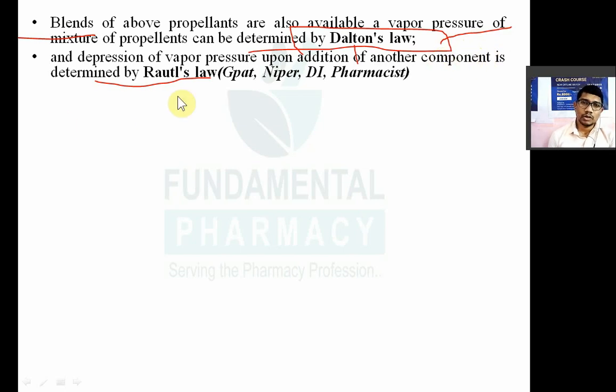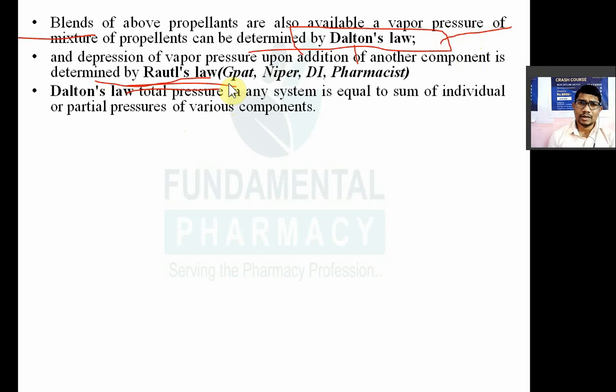Now Dalton's law क्या है? Total vapor pressure in any system is equal to the sum of individual partial pressure of the various component. तो Dalton law मतलब क्या है? उसका कहना यह है कि vapor pressure of a mixture is equal to the partial vapor pressure exerted by each component. Simply it is a sum of the partial pressure of the component. So total vapor pressure of mixture is equal to the sum of the partial vapor pressure of individual component. That's it. Dalton's law. Next is the Raoult's law.